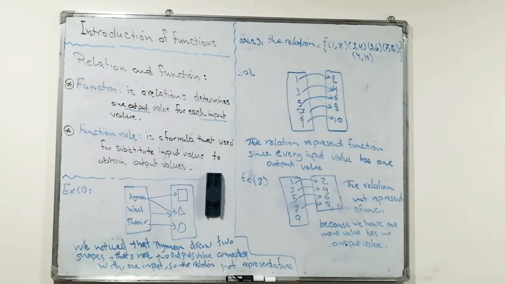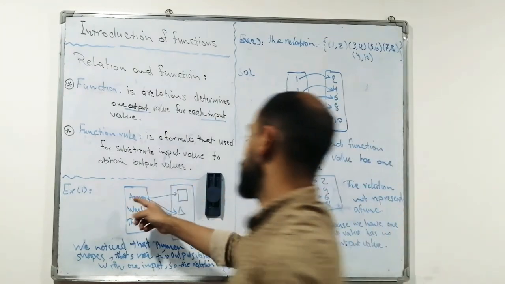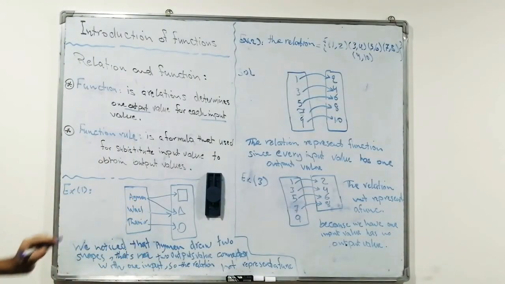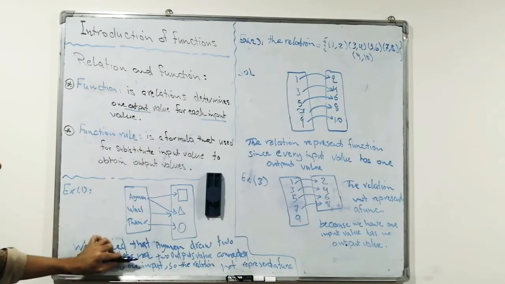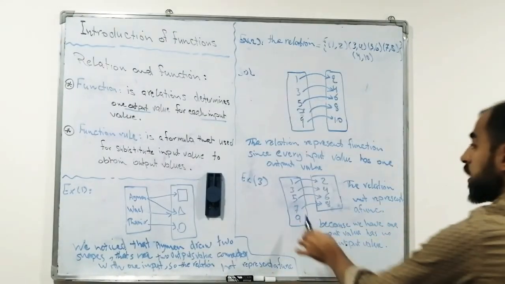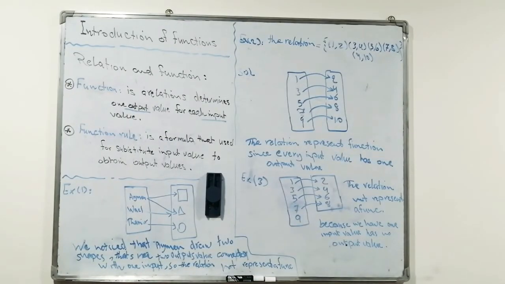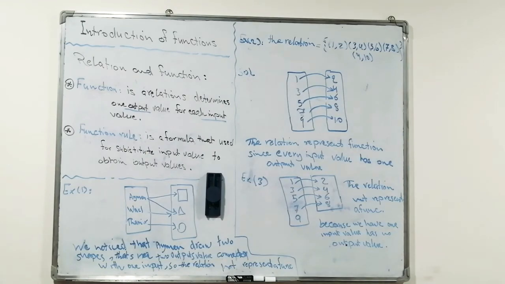So we solved all the cases in which the relation could be a function or not. The first: if one of the input values connects with more than one output value, the relation will not be a function, because one input is connected with two outputs. Second: one of the input values has no output value, so the relation will not be a function. But in this case each input value has one output value, so the relation will be a function.